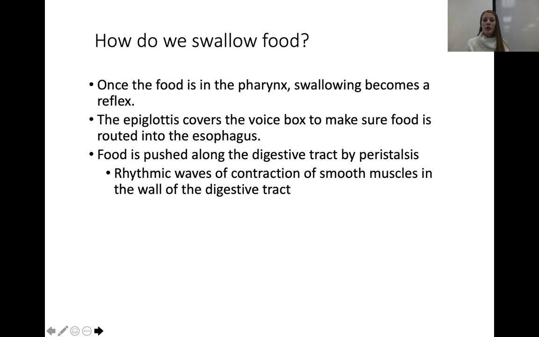Food is pushed along the digestive tract by peristalsis, the rhythmic waves of contraction of smooth muscles in the wall of the digestive tract. So there are smooth muscles in your digestive tract that are responsible for the reflexes of digesting food. I think we're all pretty thankful that once we swallow our food, we don't really think about it much, and our body just takes over.